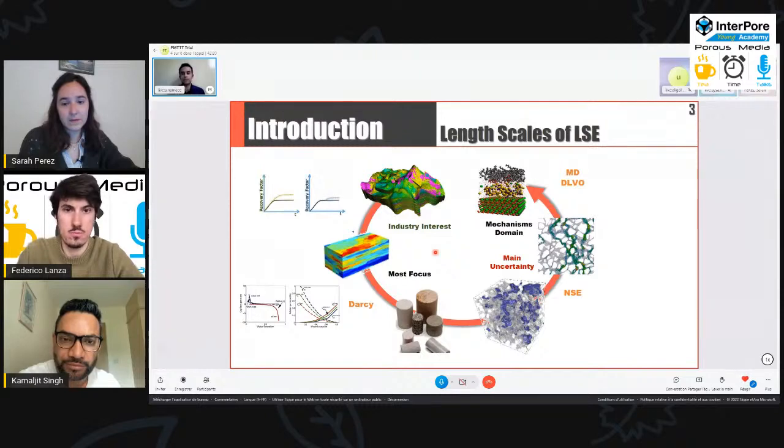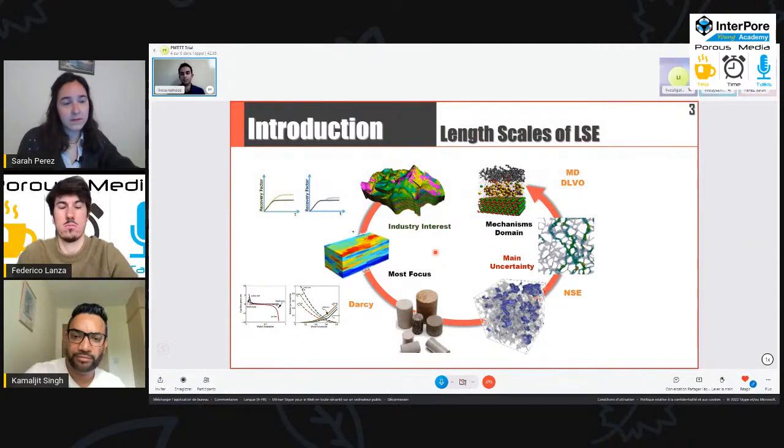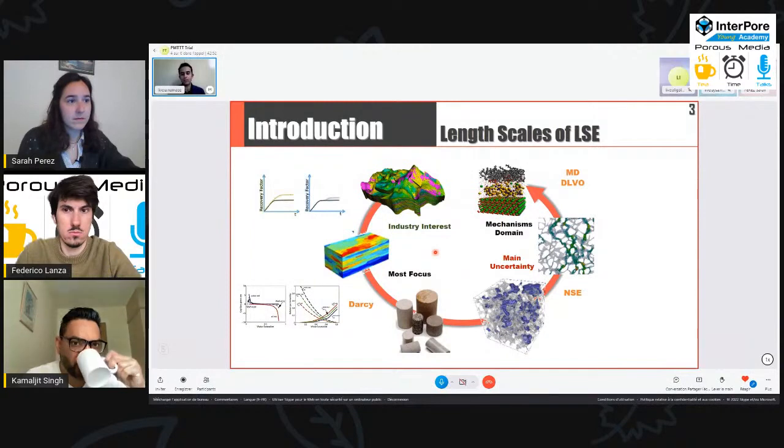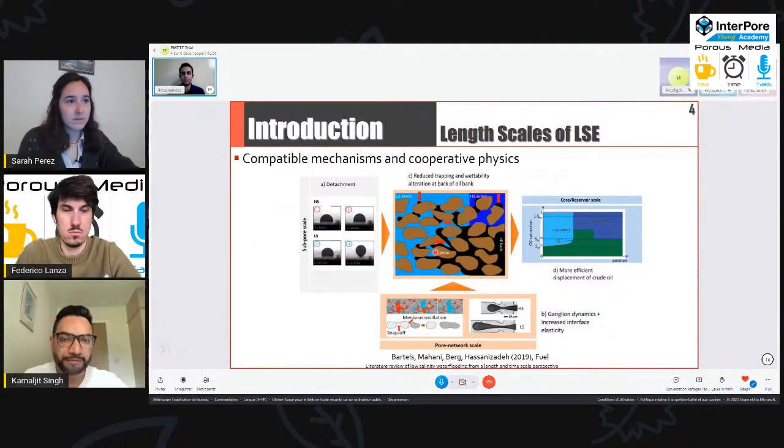You can go further down to the molecular scale and study the molecular dynamics and the forces between the substances. But the main uncertainty lies in the intermediate scales, the core scale and core network scale. We want to know how to translate the phenomena that we observe at the molecular scale and sub-core scales to the higher scales, so we can take advantage of them and get a useful outcome from the low salinity water flooding technique.